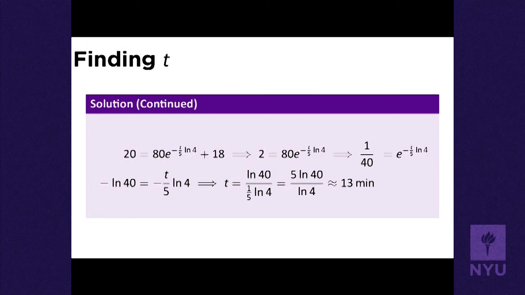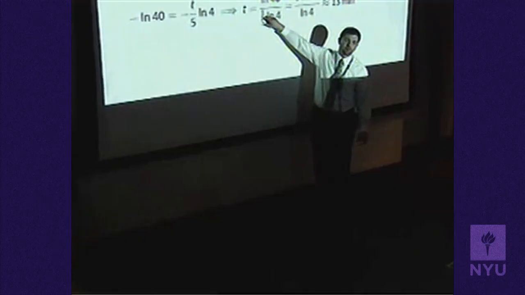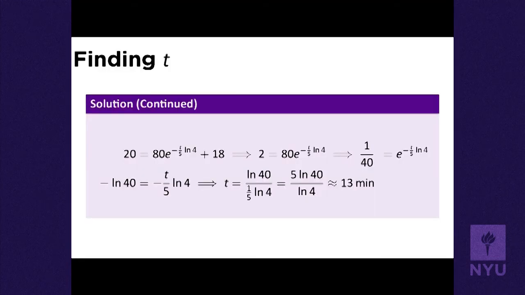Anytime you've got a fraction where the denominator has a fraction, you can multiply by the reciprocal, and you get 5 times the natural log of 40 divided by the natural log of 4. No cancellation here, right? Because we have no rule for the quotient of two logarithms. We just have to plug it in, and if you plug it in, you'll get something around 13 minutes. Okay, so that's how long you should wait until you take your egg out of the water.